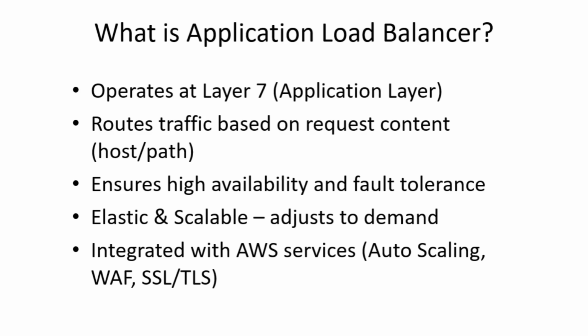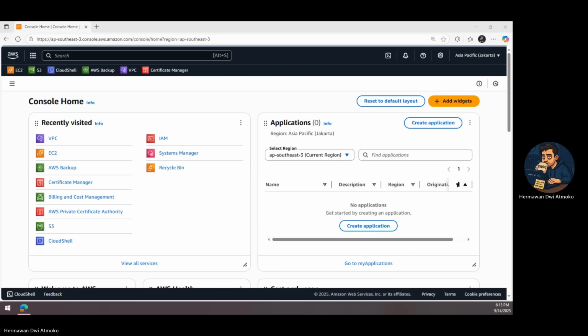And because it's deeply integrated with AWS services, it works seamlessly with auto-scaling for capacity, WAF for security, and SSL/TLS for encrypted connections. In short, the application load balancer is more than just traffic distribution. It's a smart, scalable, and secure entry point for your cloud applications.